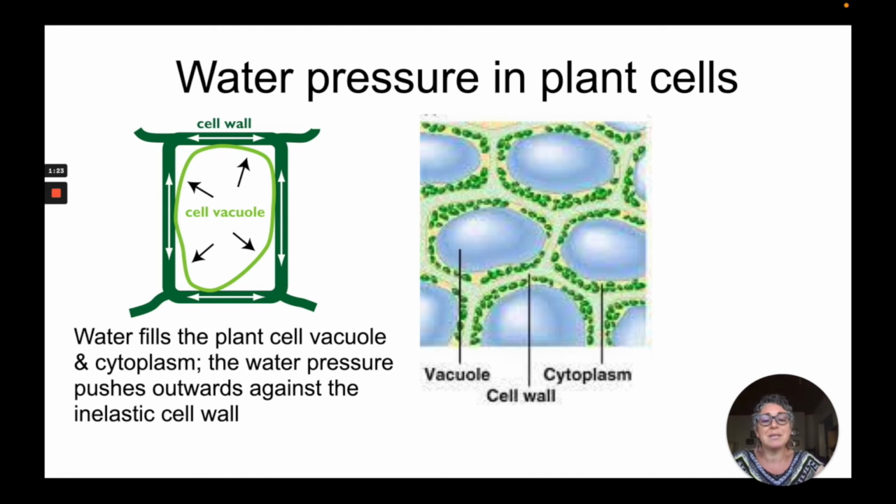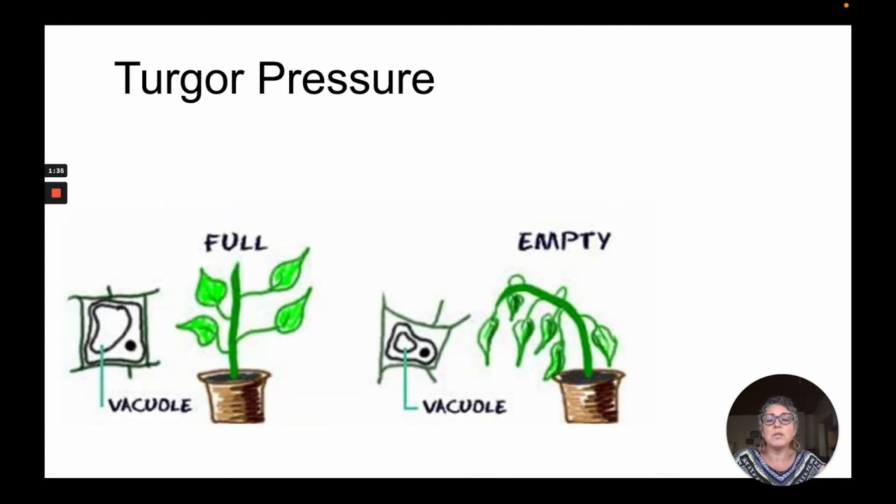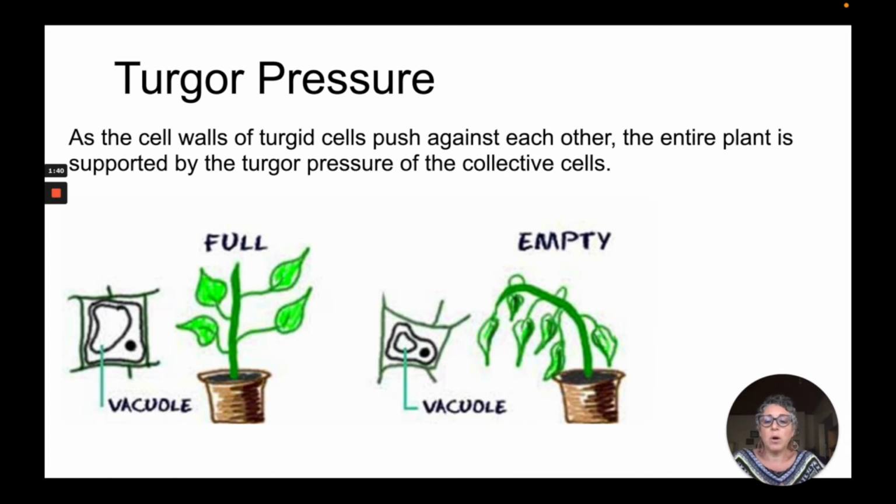Now, as you can see, plant cells, of course, are packed up next to each other. So all of this is happening in all of the plant cells, all of this water pressure individually in each of the plant cells. This creates what is called turgor pressure. So as the walls of these cells, which are turgid, that is full of water, push against each other, the entire plant is going to be supported by the turgor pressure of the collective cells.